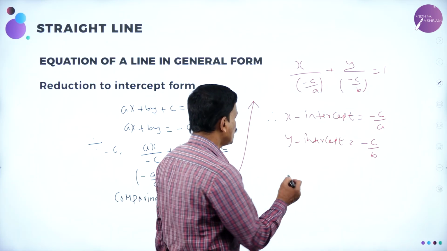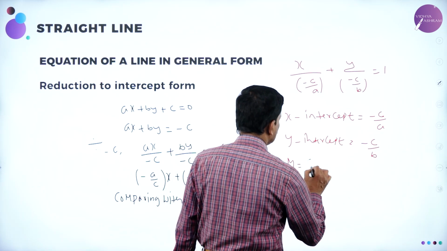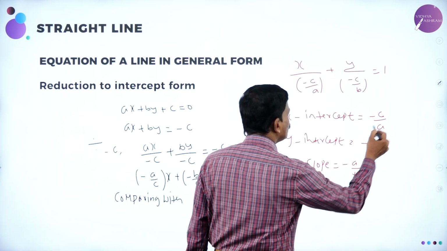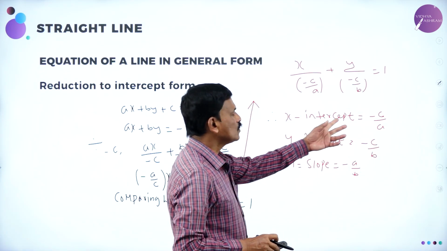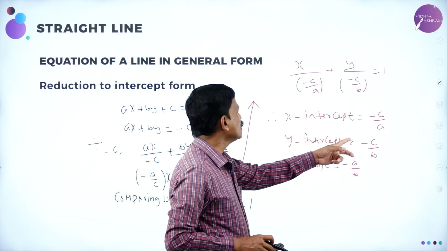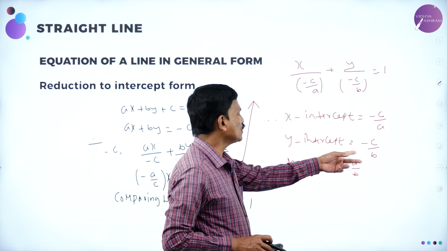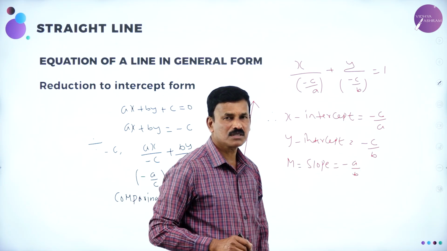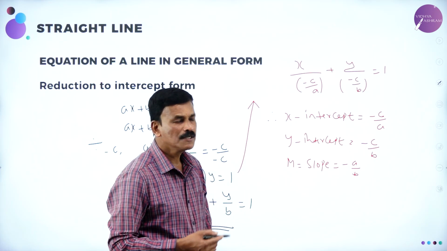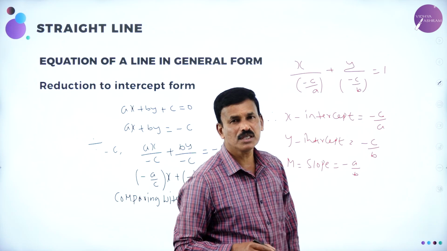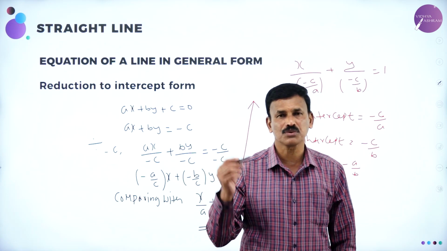And what is the slope? As we know, the slope m is equal to minus a by b. So here minus c by a is the negative of the constant term divided by the coefficient of x, minus c by b is the negative of the constant term divided by the coefficient of y, and the slope is equal to minus coefficient of x by coefficient of y. This gives the x-intercept, y-intercept and the slope of the line in the standard form ax plus by plus c is equal to 0.